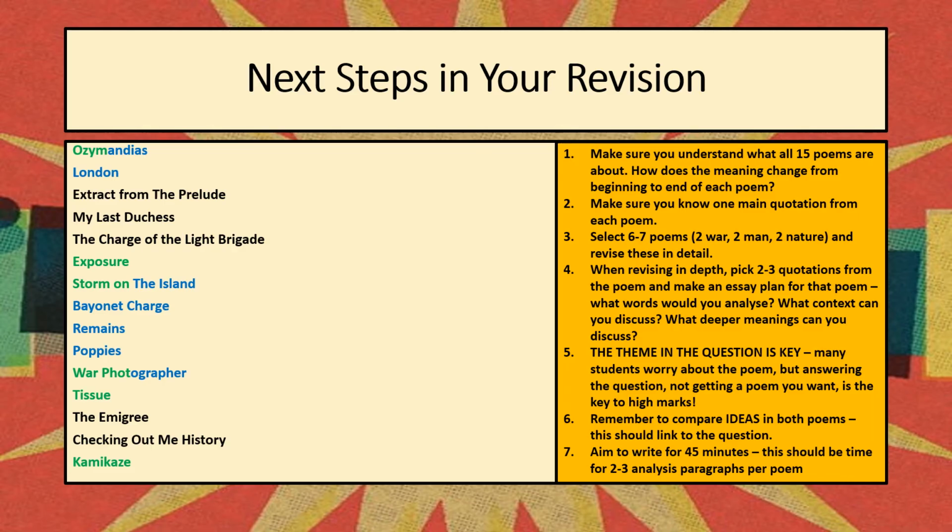Write this down on your cue cards, your jigsaws of knowledge, wherever you keep these things, and commit them to memory. What context or wider ideas can you discuss? And what deeper meanings can you discuss as well? The mark scheme is all about meanings. You're picking quotations that allow you to explore surface level meanings and deeper meanings.